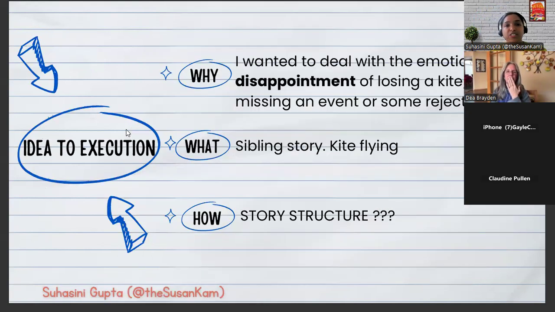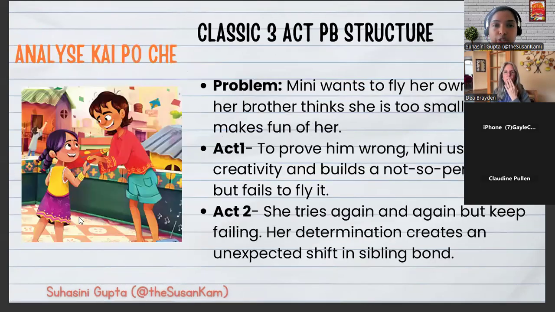So, idea to execution. I knew why I wanted to write this story, because I wanted to deal with this emotion of disappointment, of losing a kite or missing an event or any kind of rejection you get in life. You get a disappointment. I also knew that I wanted to write a sibling story about kite flying, but I was not sure how to write it. After researching, I decided to take the approach of the traditional story arc. In this, the problem is Minnie wants to fly her own kite, but her brother thinks she's too small and makes fun of her.